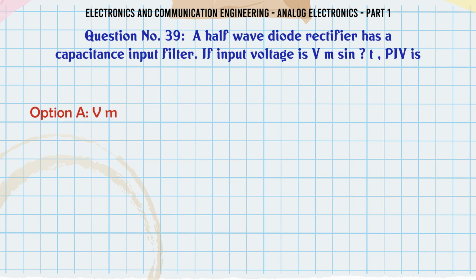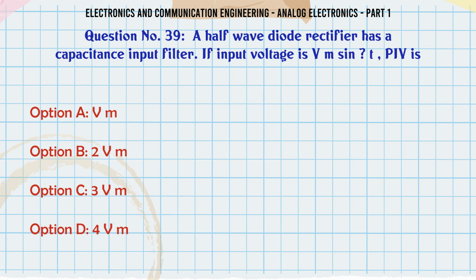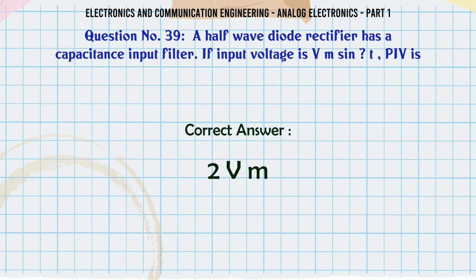A half-wave diode rectifier has a capacitance input filter. If input voltage is Vm, then PIV is A. Vm, B. 2 Vm, C. 3 Vm, D. 4 Vm. The correct answer is 2 Vm.